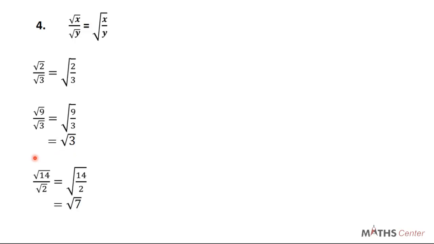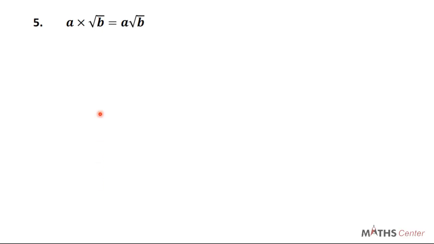So the third one, square root of 14 divided by square root of 2, will give us square root of 14 divided by 2. So you write a bigger square root, then you divide the numbers under the square root sign. So 14 divided by 2, and this is going to give us square root of 7, since 2 will cancel itself 1 and cancel 14 7 times.